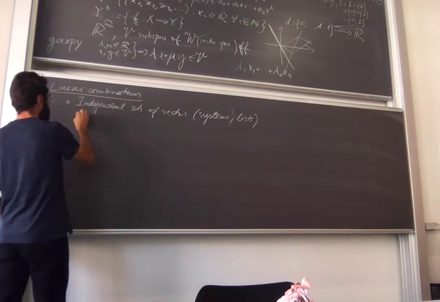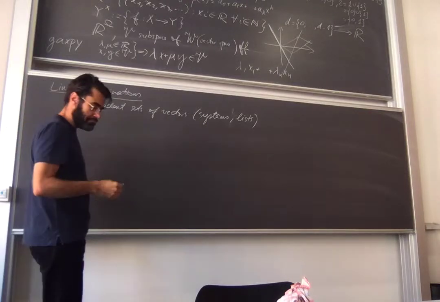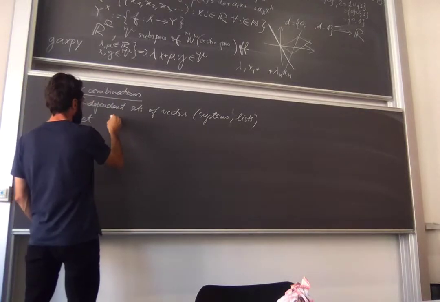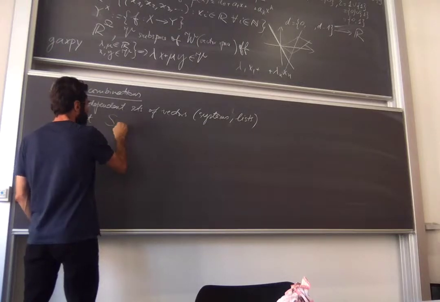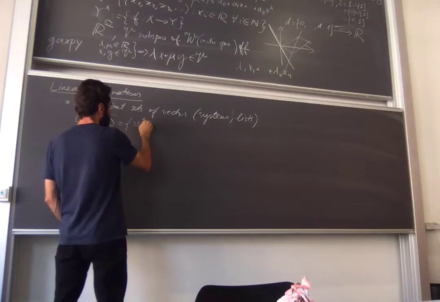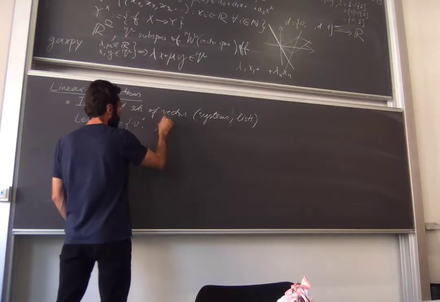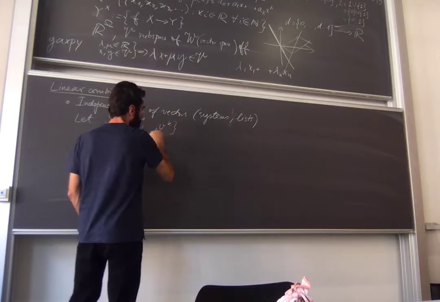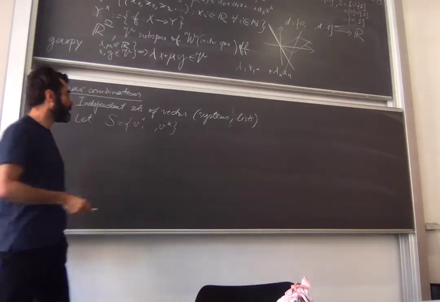So let's take a set. Let's call it S, a set of vectors. Let's call them V1 all the way to Vk, some vectors in a vector space.